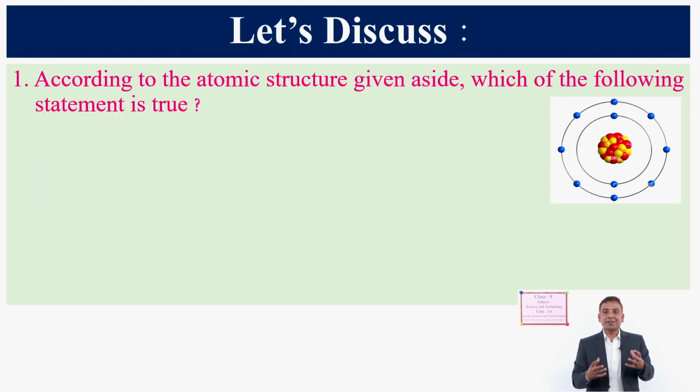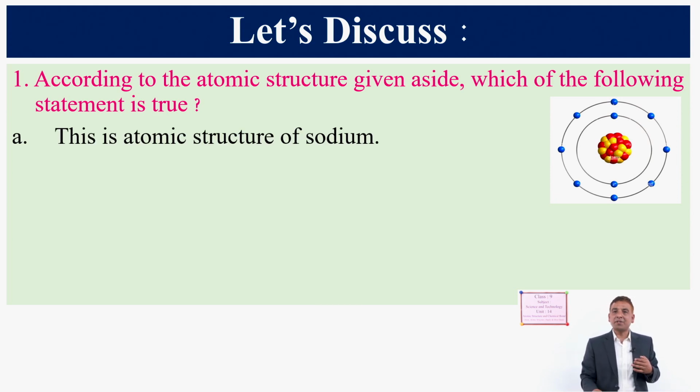Now we are discussing some questions related to the atomic structure as well as the octet rule and electronic configuration that we have just discussed. Just read the questions present over this screen. According to the atomic structure given aside, just analyze the structure. Which of the following statements is true? The first statement is, this is the atomic structure of sodium. Is it true? Try to find the correct answer.